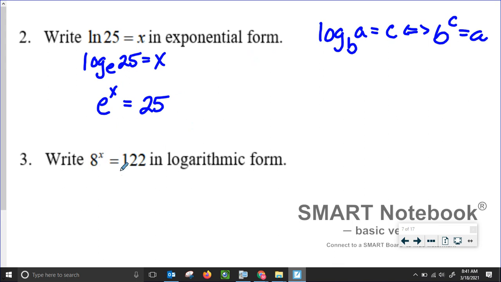Similarly, this is written in exponential form, and now we're going backwards to log form. So this would be log base 8 of 122 is equal to x. It's in logarithmic form. You're done. You don't have to do anything else. This is just a simple exercise of converting between logarithmic and exponential form.